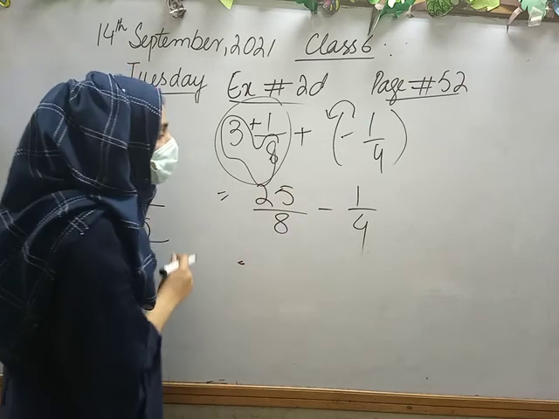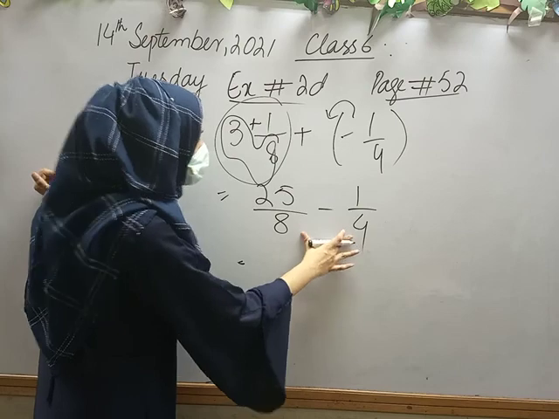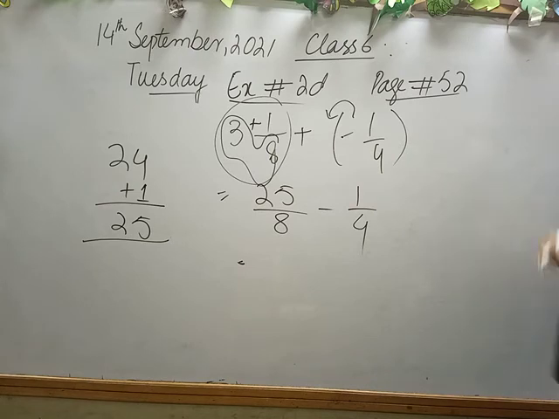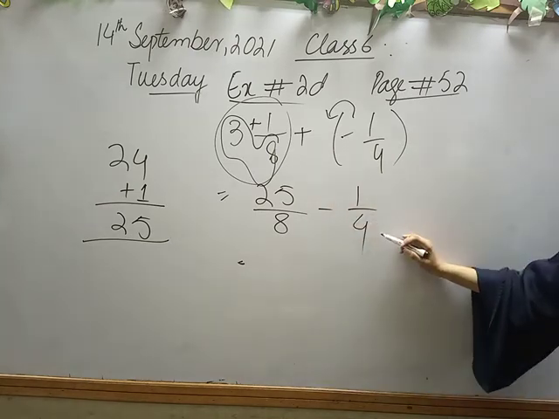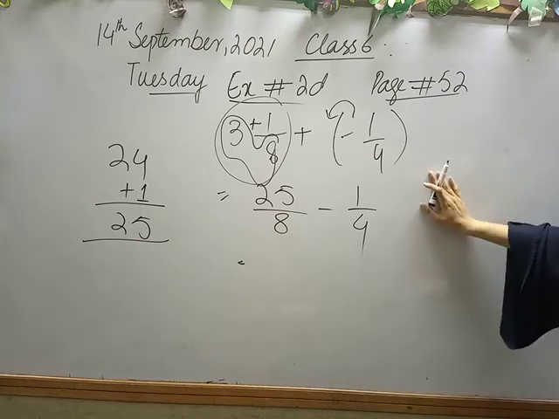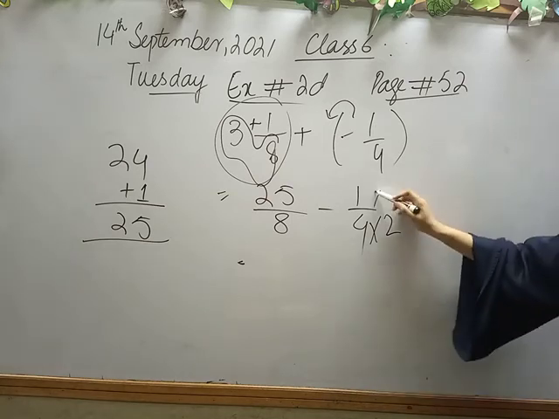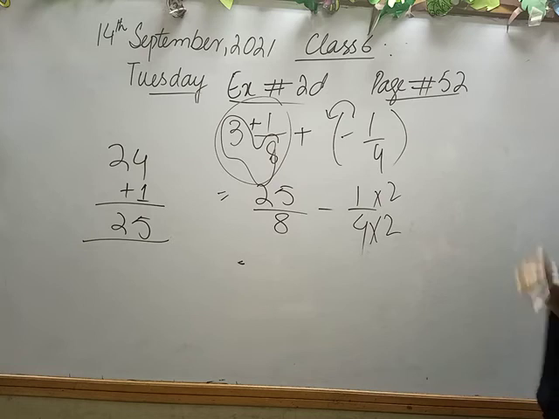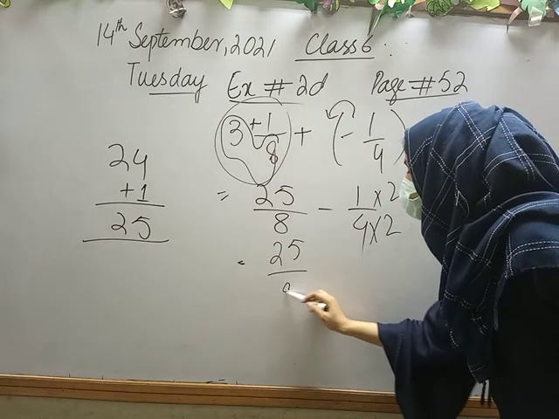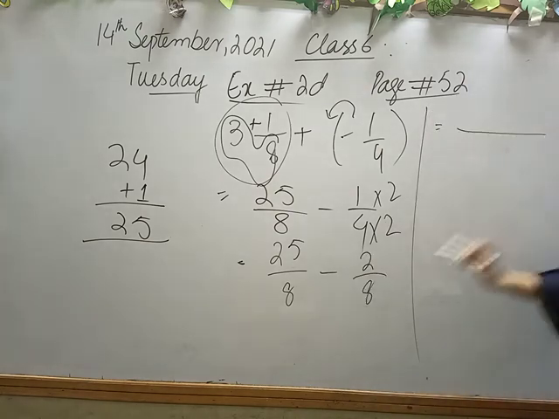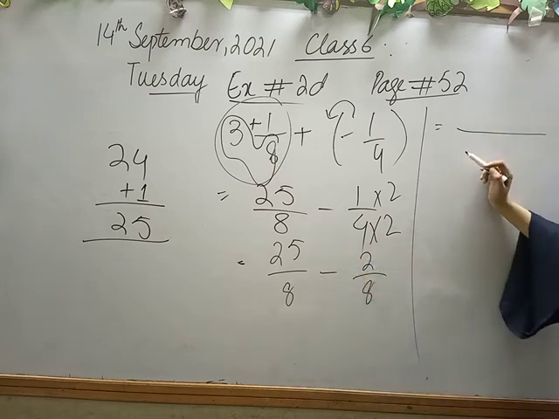Now class, we have two unlike denominators. क्या हम 8 को 4 बना सकते हैं by dividing? Yes, we can by dividing by 2, but we can also make 4 to 8. हम 4 को 8 भी बना सकते हैं by multiplying 2. So we have followed the rule of equivalent fractions. We will multiply 2 in the numerator as well. Now 25/8 minus 2/8. In this step, class, if you look, both denominators are the same.